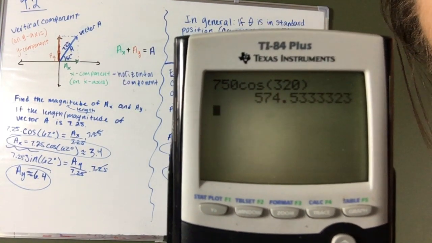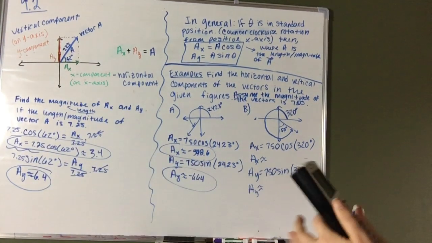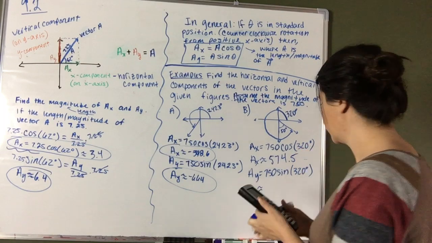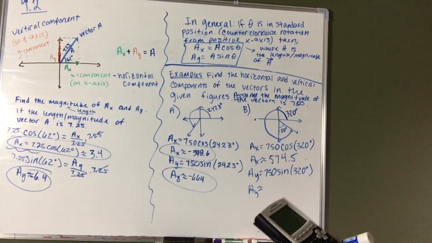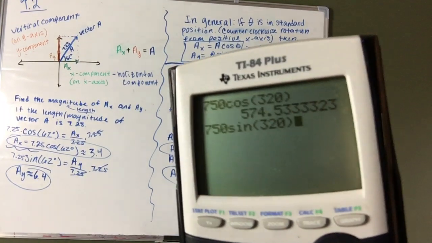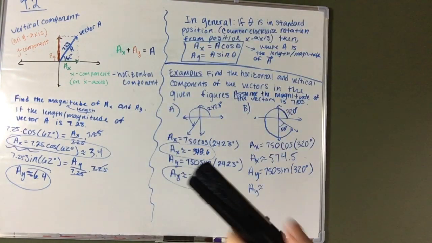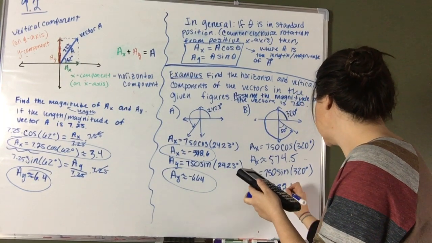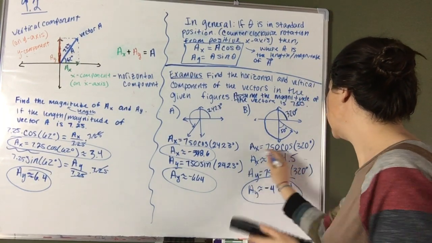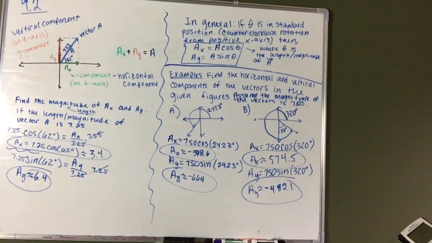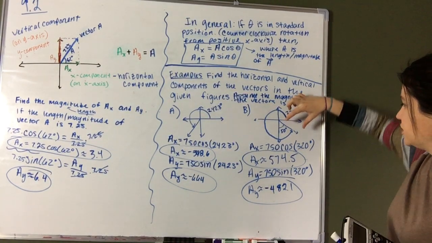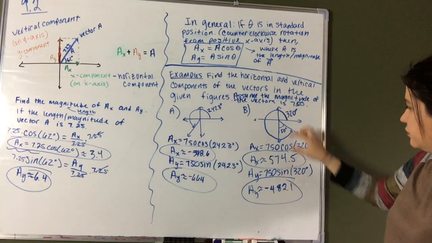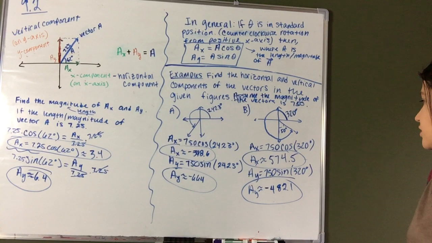We get 574.5 approximately. And then 750 times sine of 320, we get negative 482.1 approximately. You want to check at the end, make sure this seems to be making sense. In the fourth quadrant, the x component would be positive, right? Because the x values are positive. Y component would be negative because y values are negative in that quadrant.